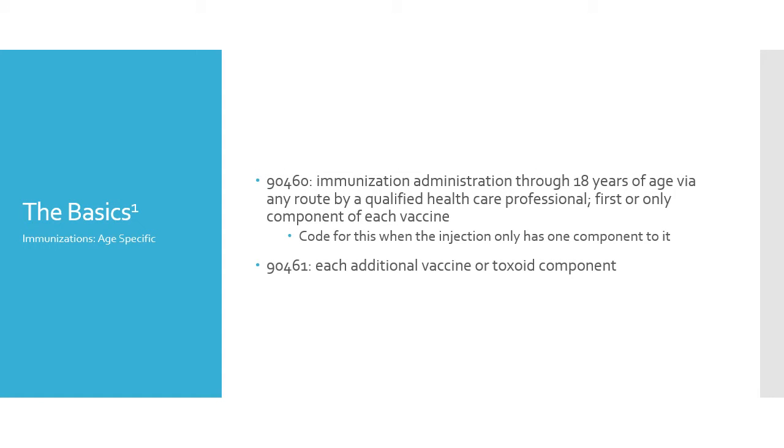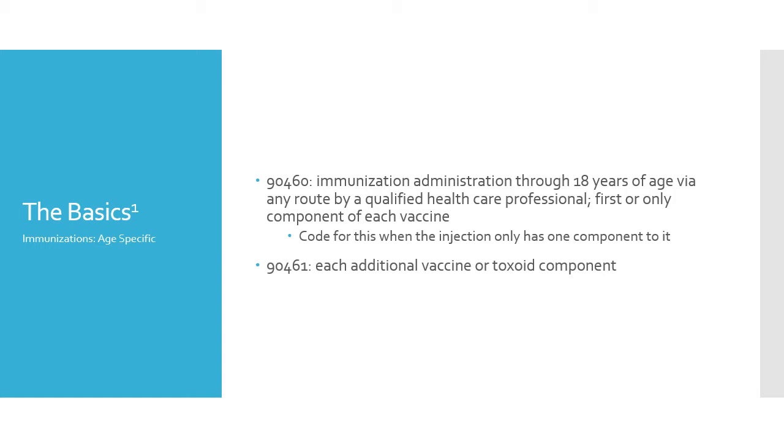This slide focuses on pediatric immunizations or age-specific immunization coding. So you'll see here it says immunization administration through 18 years of age via any route by a qualified healthcare professional, first or only component of each vaccine. Component refers to all antigens in a vaccine that prevent diseases caused by one organism. Combination vaccines contain multiple components.